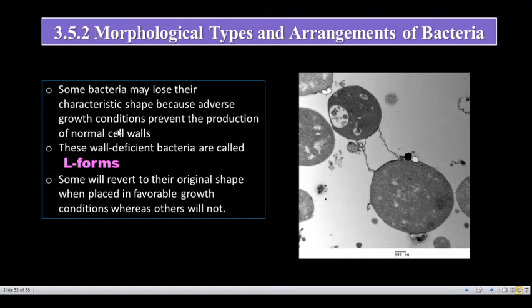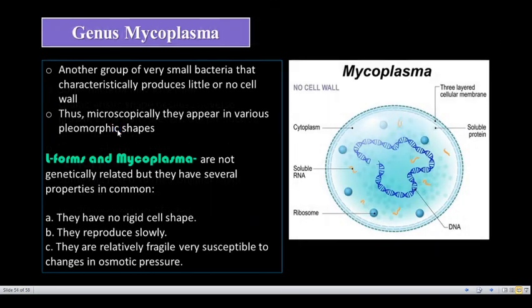Okay, so some of the L-forms will revert to their original shape when placed in favorable growth conditions, kapag maganda yung environment, but others will not. Okay, next. So, another group, may isa pang group that does not contain a cell wall. Another group of very small bacteria that characteristically produces little or no cell wall is your genus Mycoplasma.